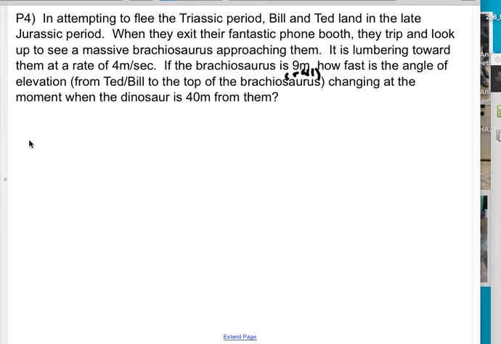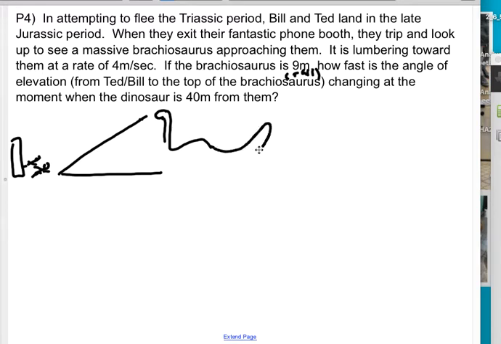So, they trip out of their phone booth, right? Like, they fell down. There's Bill, there's Ted, there's a phone booth. It's great. Okay. If you don't get the reference, by the way, it makes me sad. Okay. So, there's a Brachiosaurus. Whee! I don't know what a Brachiosaurus is going to look like if I draw it. It's got a really, like, dog-like tail, but it's fine. Okay, here we are. Great.